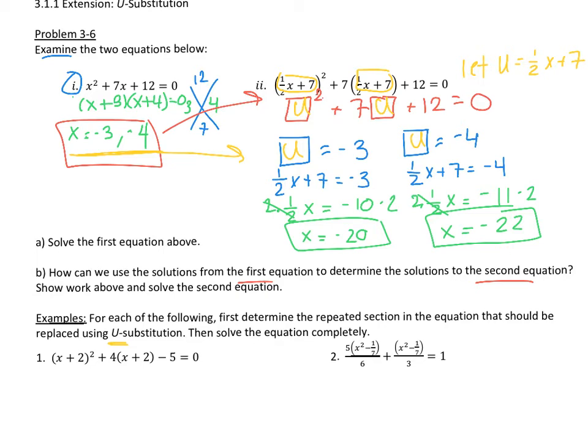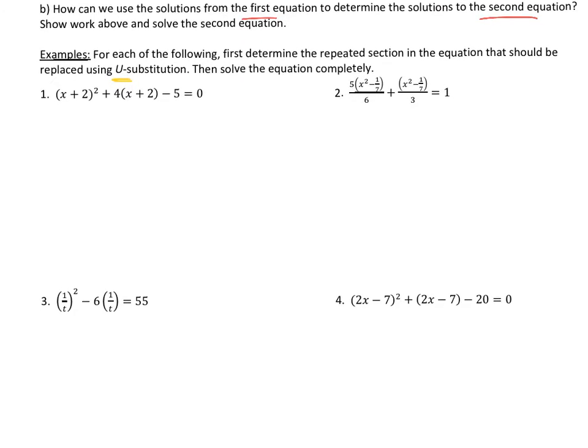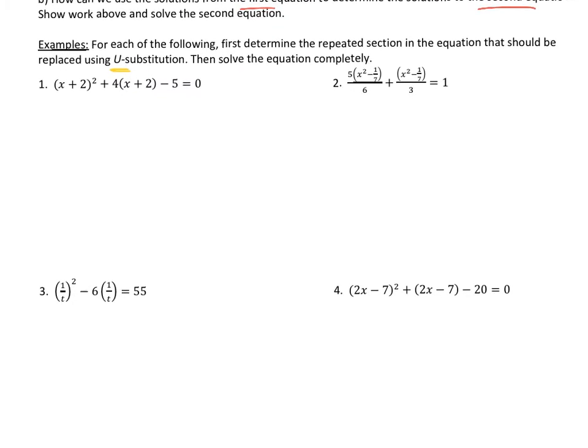Okay, so I'm going to walk through two more examples with you so that you can see this U substitution again and try to get more comfortable with it. Then I'm going to have you stop the video and do problems 3 and 4 independently.